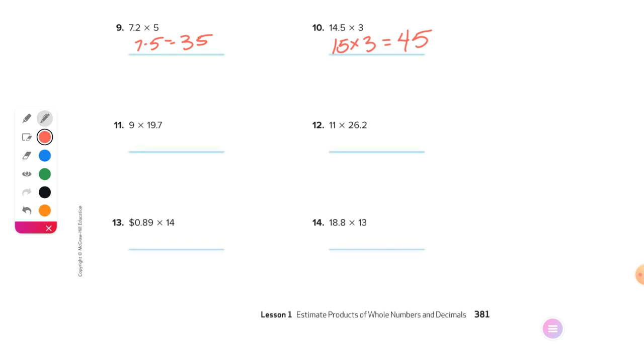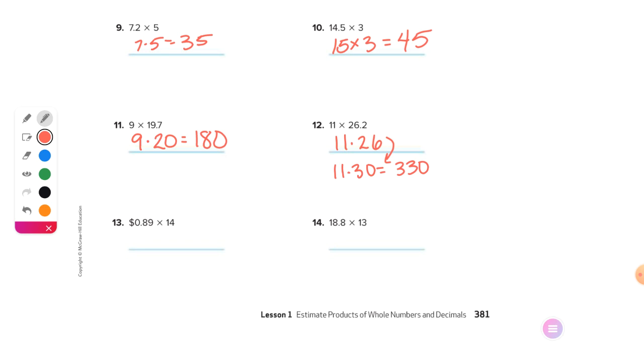Brady, next one. I rounded 9 times 19.7. I rounded 19.7 to 20. Okay. So you got 180? Mm-hmm. Okay, good job. 12. Reese, what'd you do? I did 11 times 26, and then I changed the 26 to a 30. Okay. And then got 330. Okay, good job.